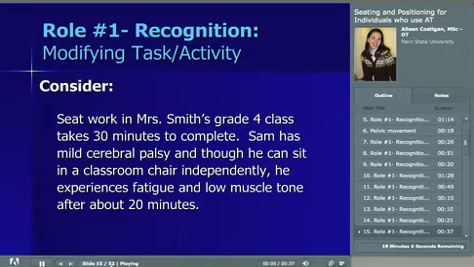Seat work in Mrs. Smith's grade 4 class takes 30 minutes to complete. Sam has mild cerebral palsy, and though he can sit in a classroom chair independently, he experiences fatigue and low muscle tone after about 20 minutes. Now think, how could the seat work task be modified to ensure that Sam can remain appropriately seated to complete it? Take a moment to jot down some ideas. Then you can advance to the next slide and the webcast will resume.